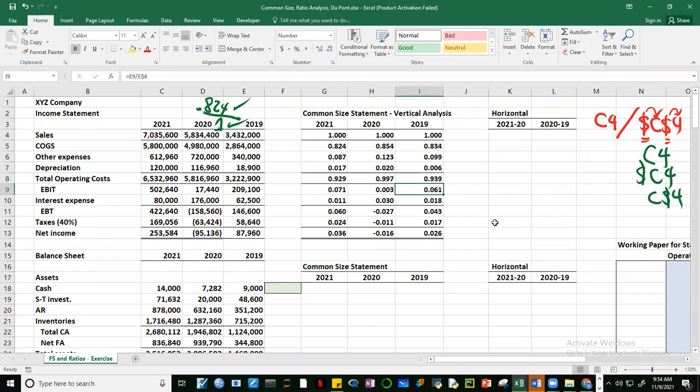So that's the story, guys, behind the operating performance of the firm in terms of the income statement. And that's all because of the very high cost of goods sold ratio and then the other expenses ratio.